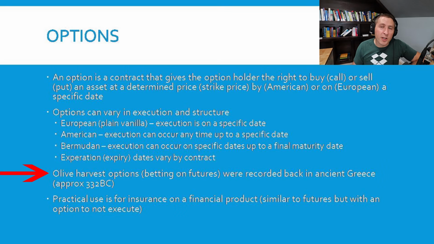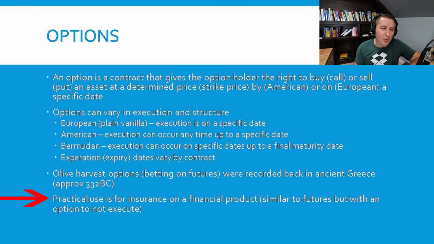Options themselves are actually quite old as well, just like futures and forwards. There is some evidence, if you look on the internet and in textbooks, that approximately in 332 BC, there are records of ancient Greeks more or less betting on futures and forwards contracts. Well, betting on a futures and forwards contract, that's an option. Right? They're saying, I bet it's going to go up, I bet it's going to go down. But there is an optional piece in there: if this occurs, I have the option to do that. And so these option contracts were actually done back in ancient Greece. So they're also quite old.